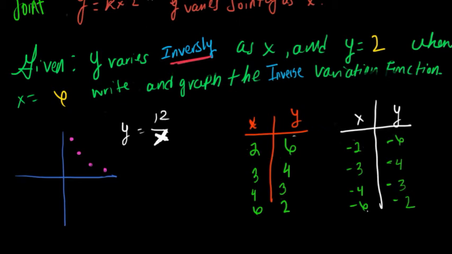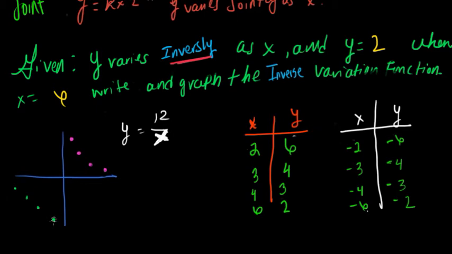Let's do the negative values. It says -2. Let me get a different color. It says -2, so we're going to go over -2, and then we're going to go down to -6. Perfect, right there. Then it says -3, down to -4, so we're somewhere right there. Then over -4 and down to -3, so we're somewhere right here. Then over -6 and down to -2, so we're somewhere right here.